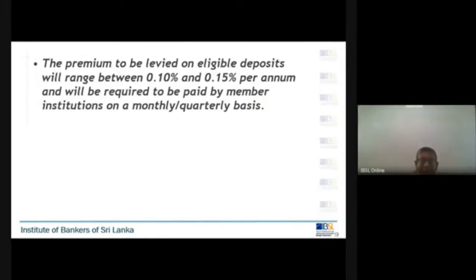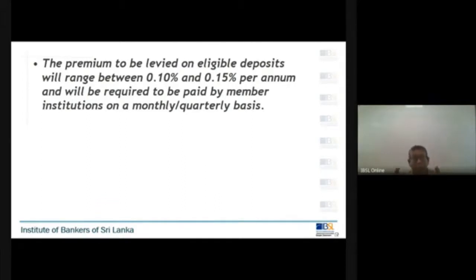Now, very interesting. What is the premium charged by the banks and financial institutions? You need to listen to me very carefully. Many questions may sometimes be asked by the examiners. What is the premium to be levied? It is levied on eligible deposits. There is a word called eligible deposits. What do you mean by eligible? The moment you say eligible deposits, there are some deposits we are not going to take into account for calculations.